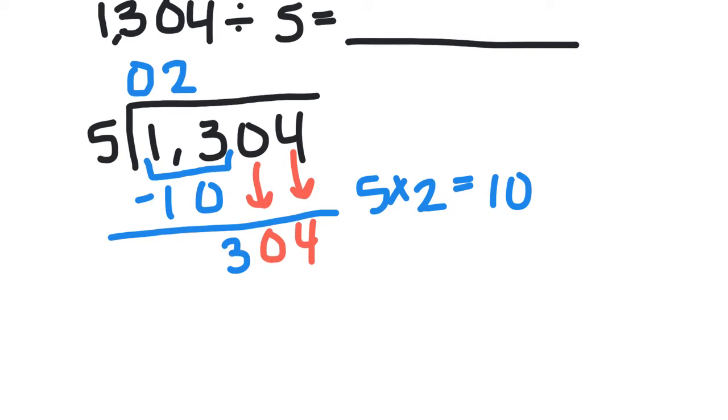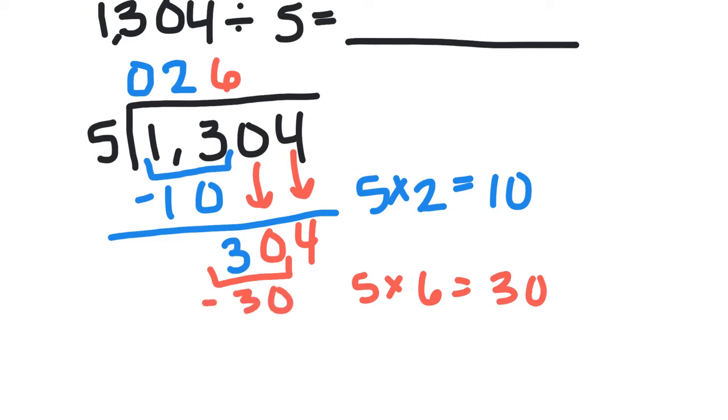How many times does 5 fit into 30? Let's count by 5s. 5, 10, 15, 20, 25, 30. It fits in 6 times. So I'm going to take away 6 5s, which is 30. If I take away 30, I'm just left with that 4.